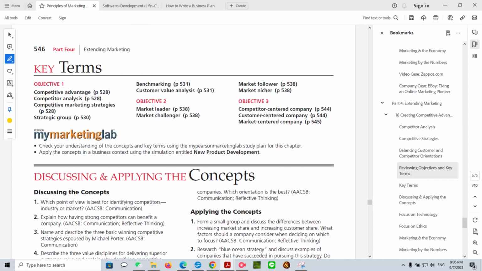And finally, I'd like to finish off by talking about the key terms we need to remember for our 3 objectives. First one is competitive advantage. Objective 1: competitor analysis, competitive marketing strategies, and strategic growth. Okay. And also benchmarking and customer value analysis. Objective 2: market leader, market challenger, market follower, and market nicher. And for our last objective, we need to remember the definitions of competitor-centered company, customer-centered company, and market-centered company.